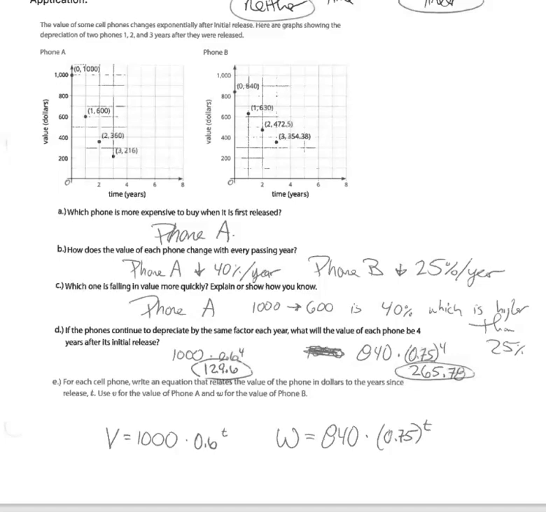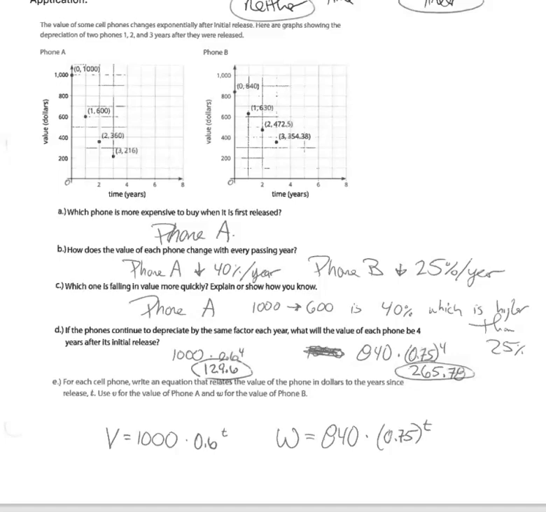The next one says, which one is falling in value more quickly? According to that, phone A is definitely dropping quicker. It's at 40% versus 25%. The next one says, how much is it going to be worth in 4 years? Now, me personally, I did E first, because once you have that equation, it's going to make it way easier to figure out how much it's worth after 4 years.